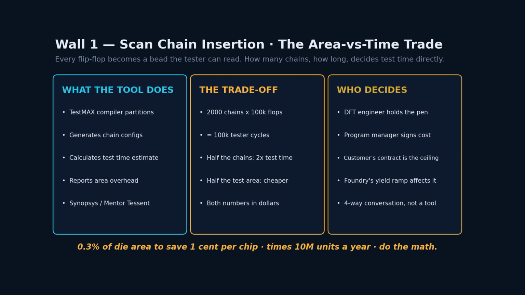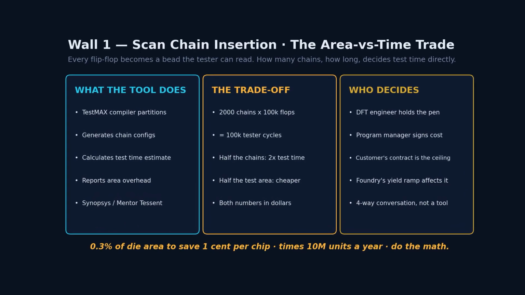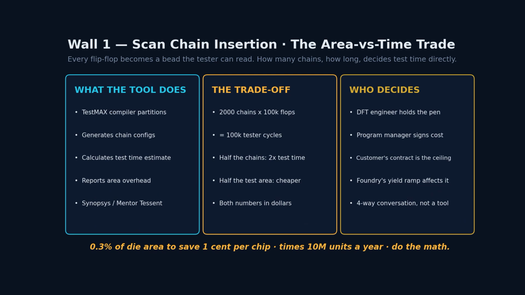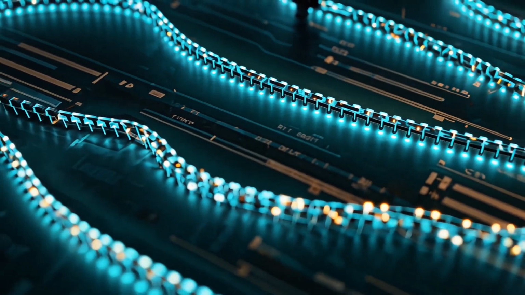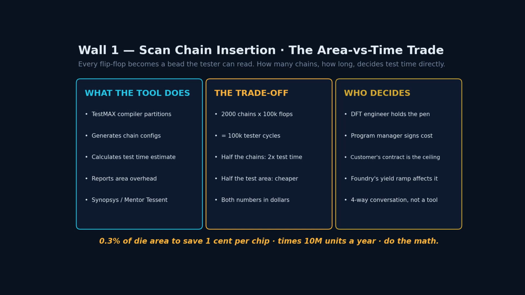2,000 chains of 100,000 flops each means 100,000 tester clock cycles per test pattern. Half the chains, double the test time, half the silicon area cost of the test infrastructure. The Synopsys TestMax compiler can generate the chain partitioning automatically. What it cannot do is decide whether this specific product line is willing to add 0.3% of die area to save 1 cent of tester time per chip, or vice versa, given that the customer is shipping 10 million units a year, and their procurement contract has a hard ceiling on cost per die.